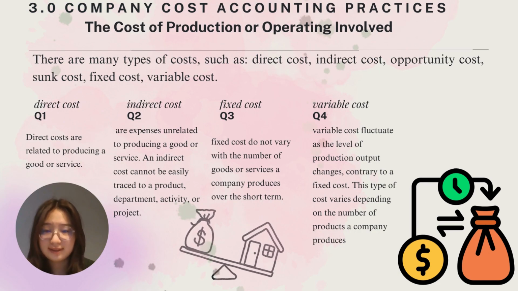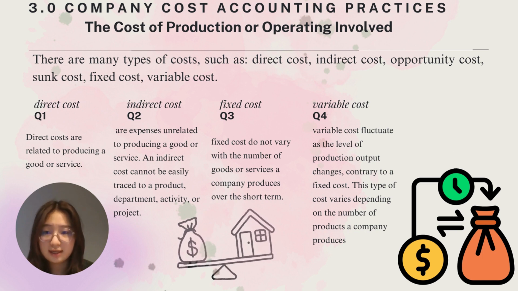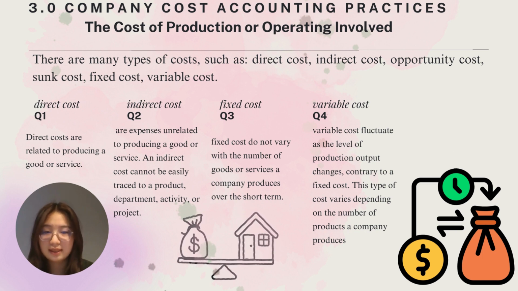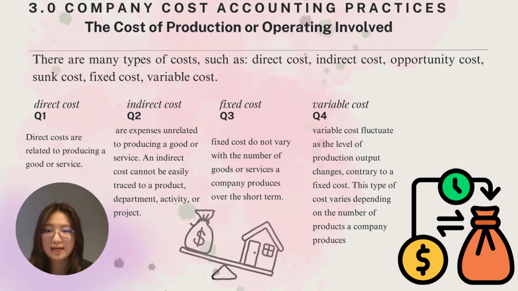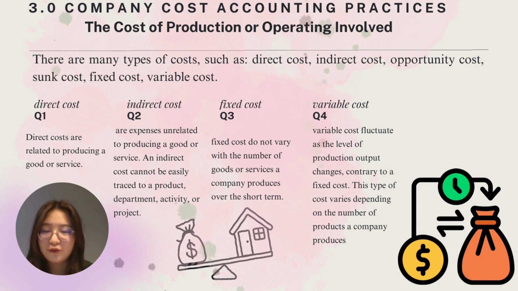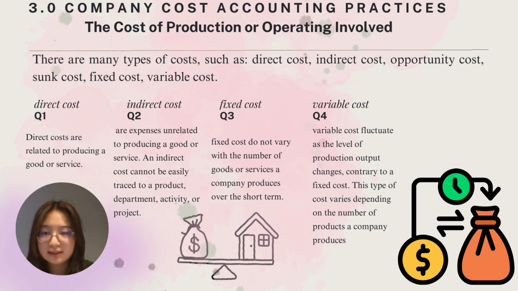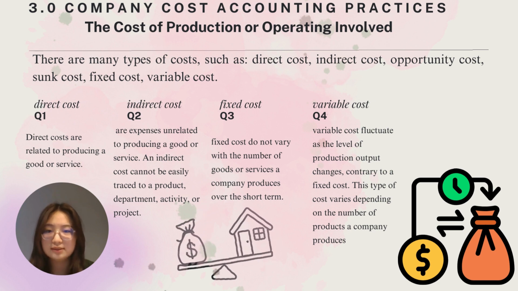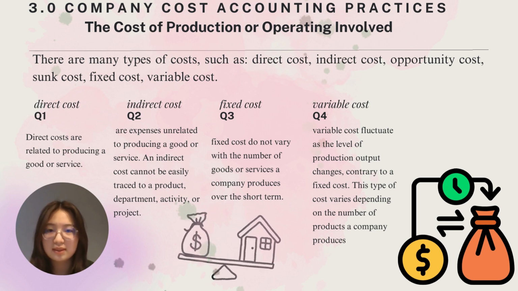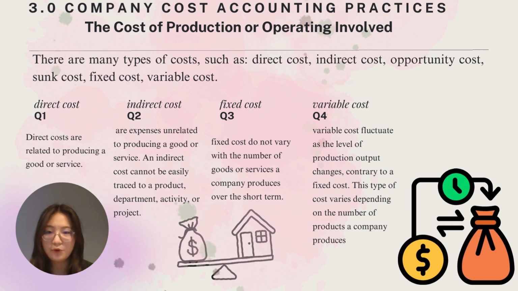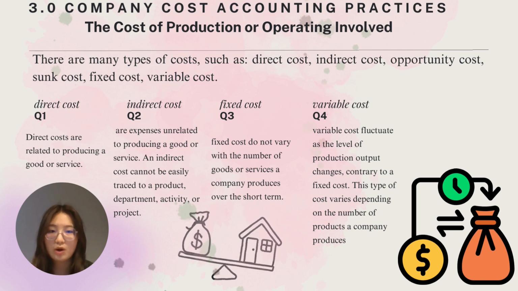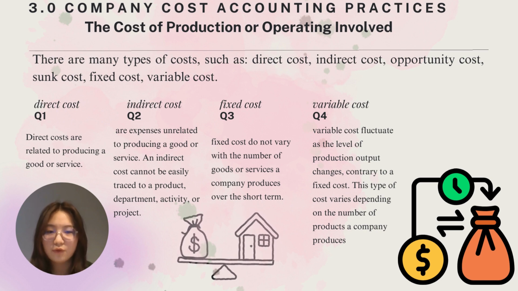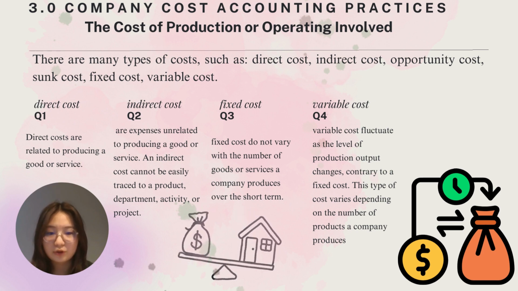For cost accounting, there are many types of costs, such as direct costs, indirect costs, sunk costs, opportunity costs, fixed costs, and variable costs, and so on. Direct costs are related to the production of goods and services. Indirect costs are unrelated to the goods or services. Fixed costs do not vary with the number of goods or services a company produces over the short term. Variable costs vary depending on the number of products a company produces.